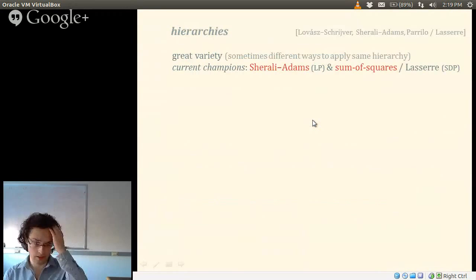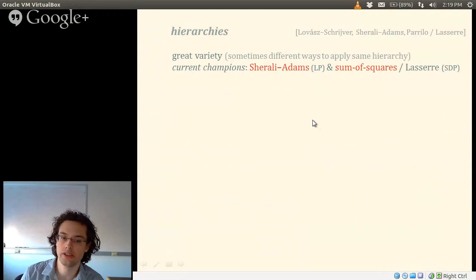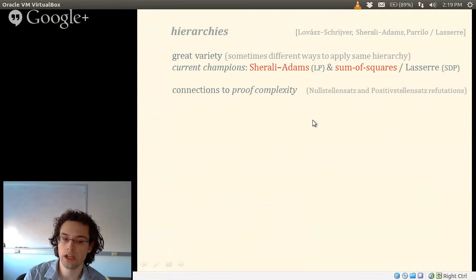Okay, so now let me talk a bit more about previous results, first about hierarchies. As I said, there's a great variety, and it's even worse in some sense. It turns out that there are different ways of applying some hierarchies to the same problem, and you get different guarantees. The best known hierarchies are Sherali-Adams and sum of squares for the LP and SDP case. What is nice about them is that they have a very clean connection to proof complexity, in particular to polynomial calculus or Positivstellensatz refutations.